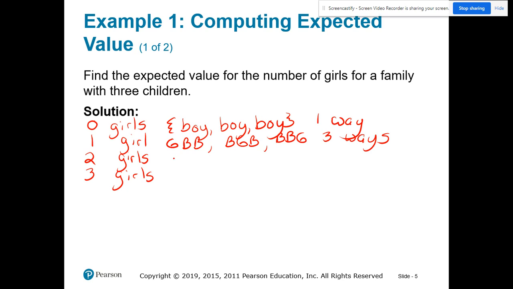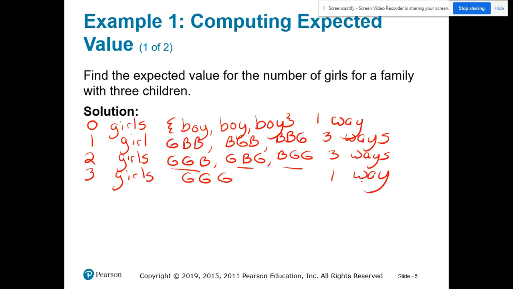Two girls, same idea. We could have two girls and then a boy. We could have a girl and then a boy and then a girl. Or we could have a boy and then two girls. Again, we have three different ways we can do that. Or three girls. So girl, girl, girl. Only one way to do that.